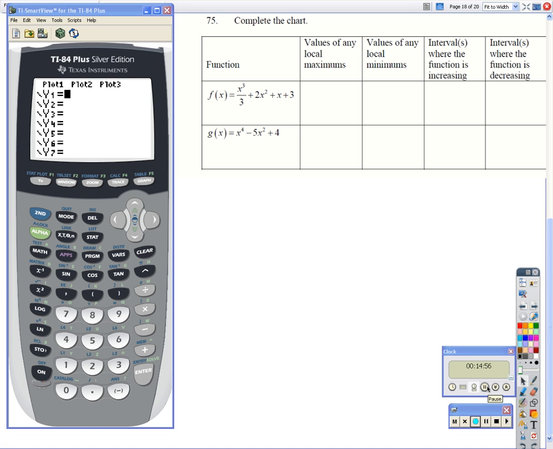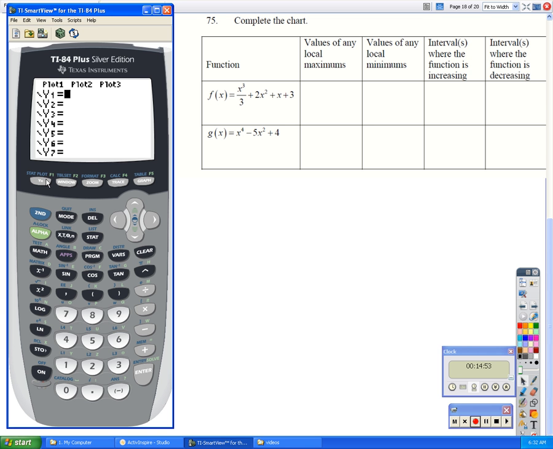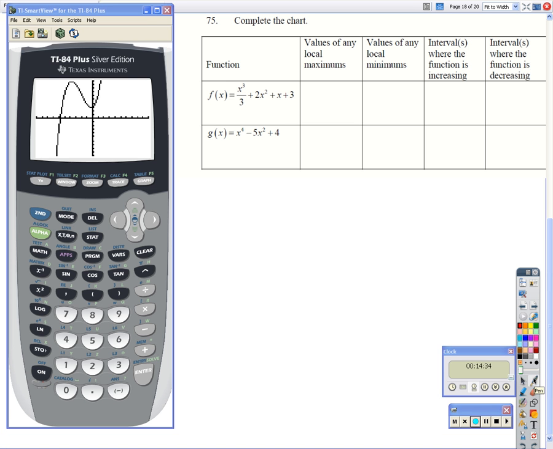Okay, so I'm going to put the first equation here in my y equals. And I'm going to make a sketch so I can label all my points, and then that way I don't have to keep using the calculator. So we need minimums, maximums, and then those values will also get me increasing and decreasing. So I'm going to find these 2 points.